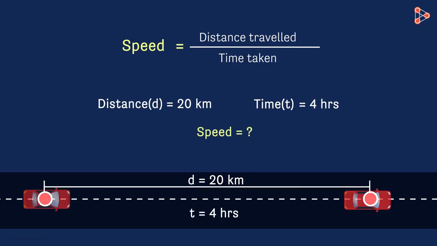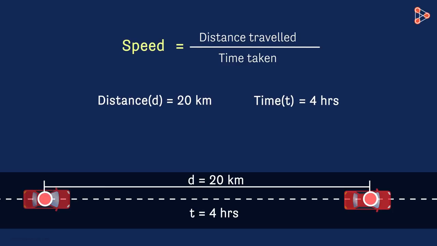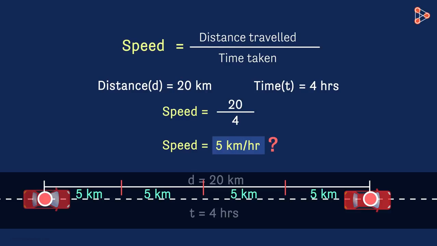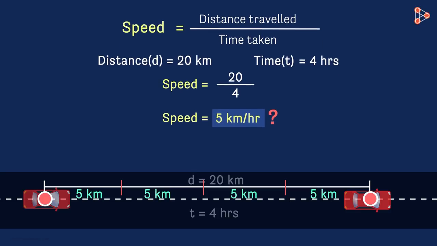What will be the speed of the car then? Yes, the speed will be 20 over 4, that's 5 kilometers per hour. Look at the value carefully. What does it tell us? Does it mean that our object travelled 5 kilometers in every hour? Or in other words, does the value of speed say that the object travelled at a constant speed?